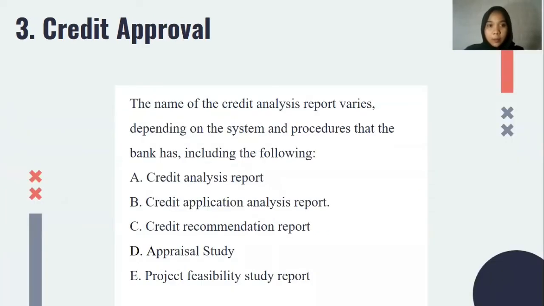3. Credit approval. The name of the credit analysis report varies depending on the system and procedures that the bank has, including the following: credit analysis report, credit application analysis report, credit recommendation report, appraisal study, project feasibility study report.